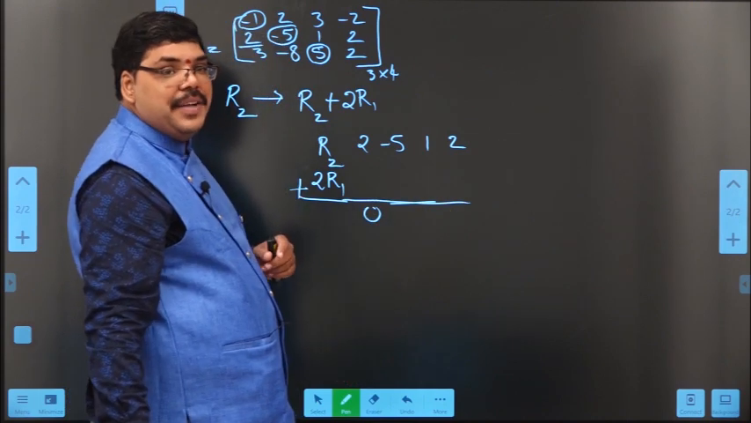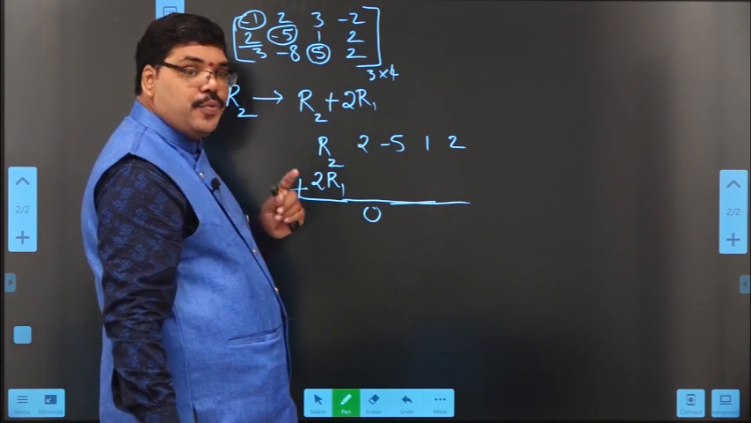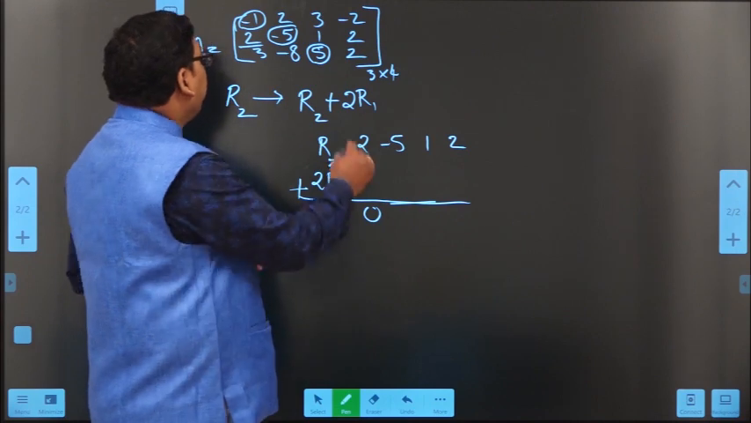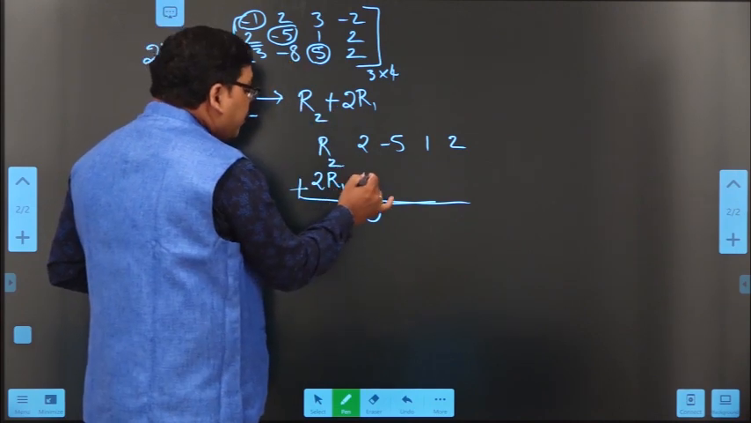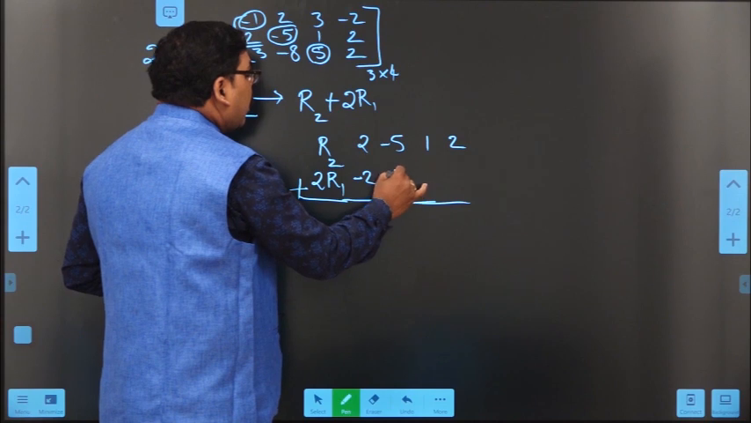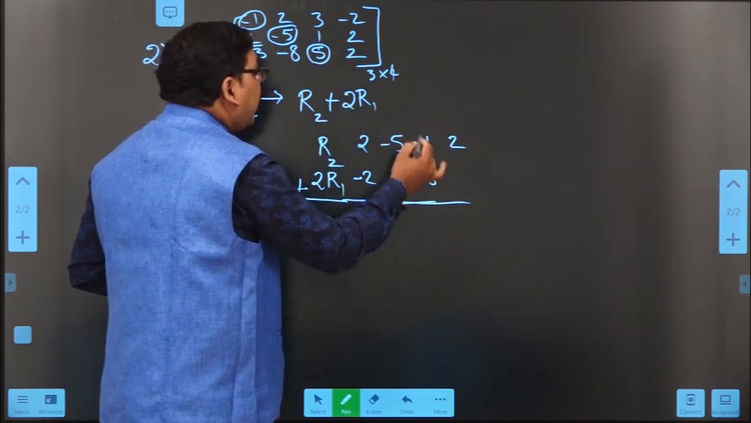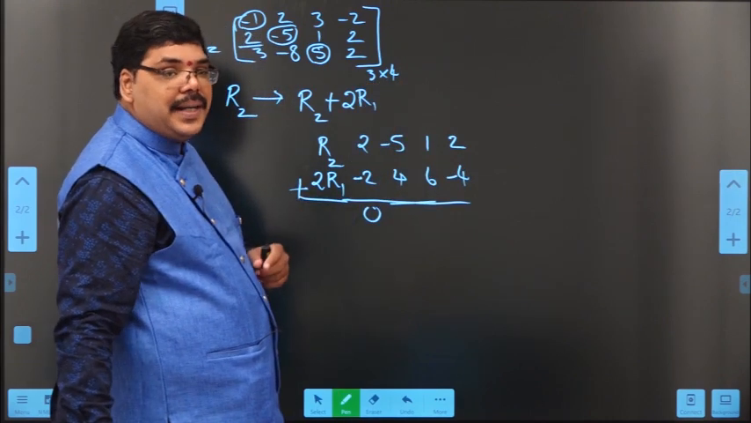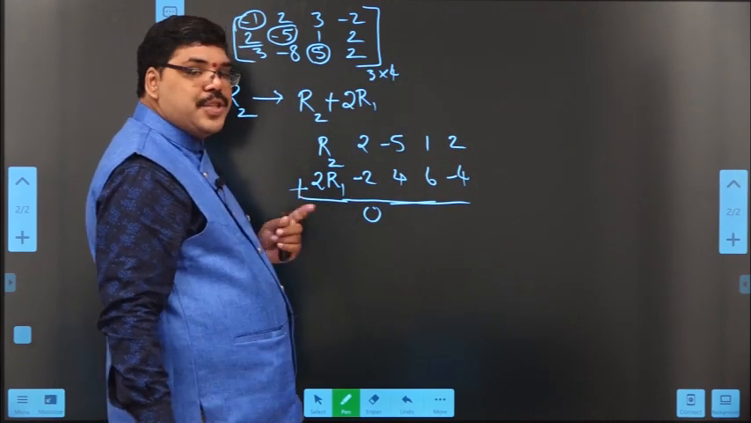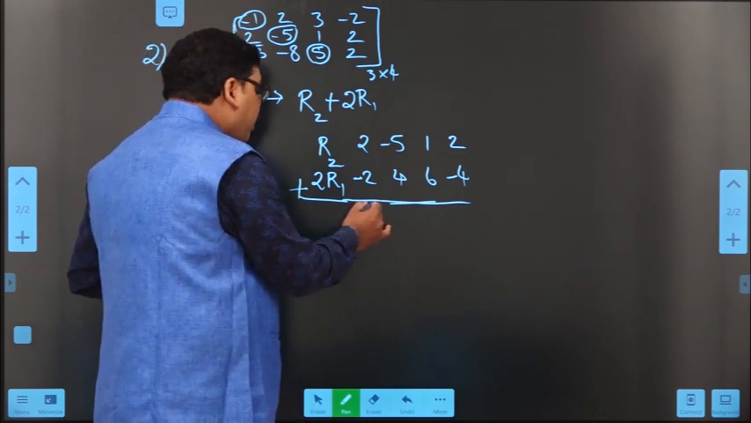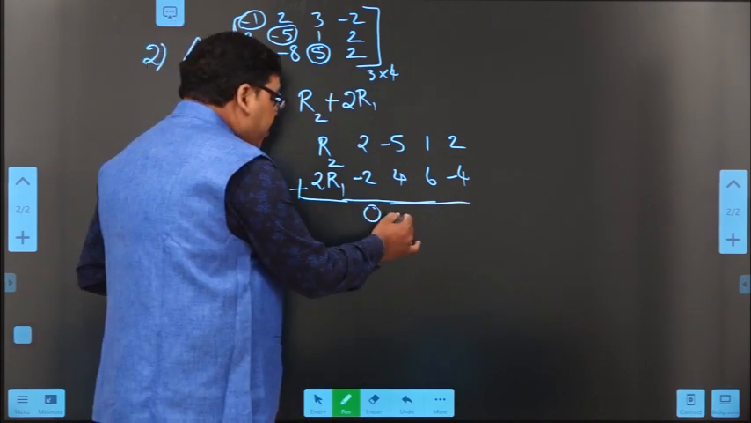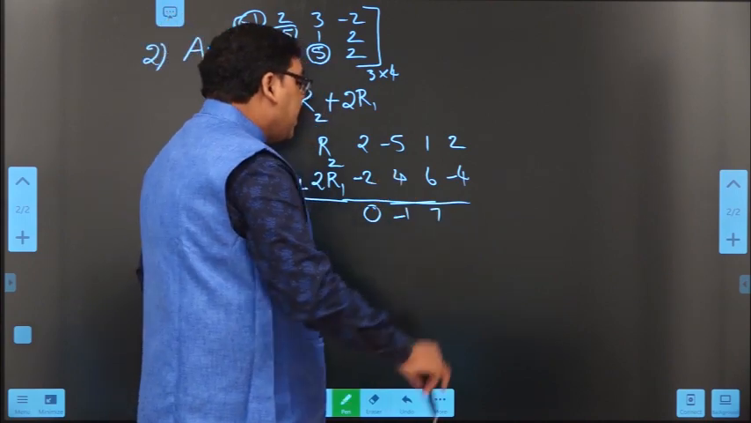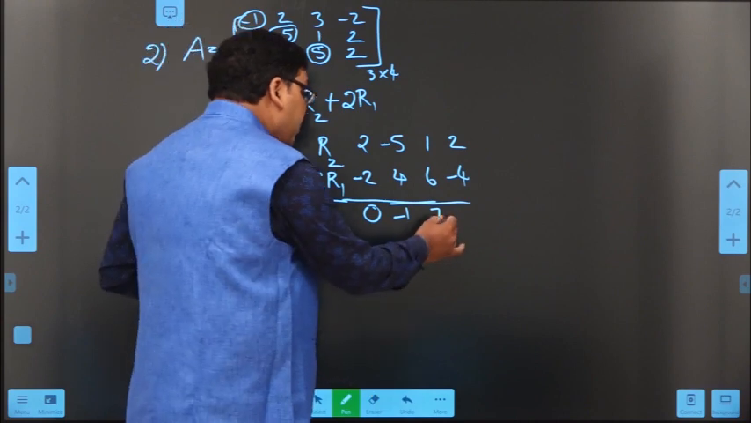If we subtract, we are not getting 0 there. So we should add. So if we add, what happens? 2 times R1 becomes minus 2, 4, 6, minus 4. When we add them, 2 minus 2 becomes 0. 4 minus 5 is minus 1, 1 plus 6 is 7, 2 minus 4 is minus 2.